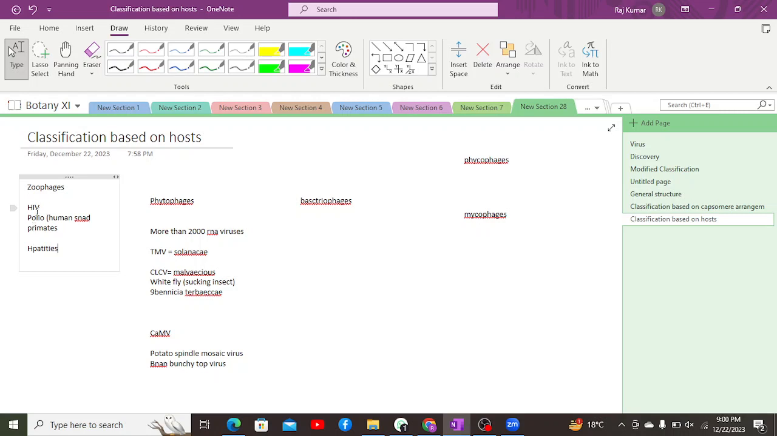HIV is circular, polio is finger flies, and then hepatitis B. Hepatitis B is having a different type.